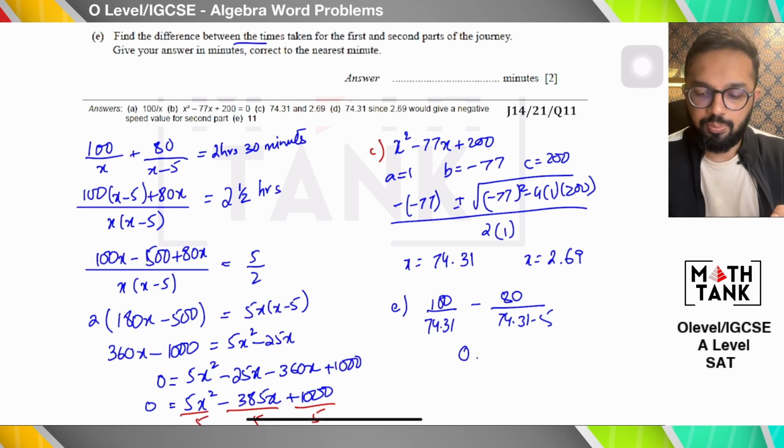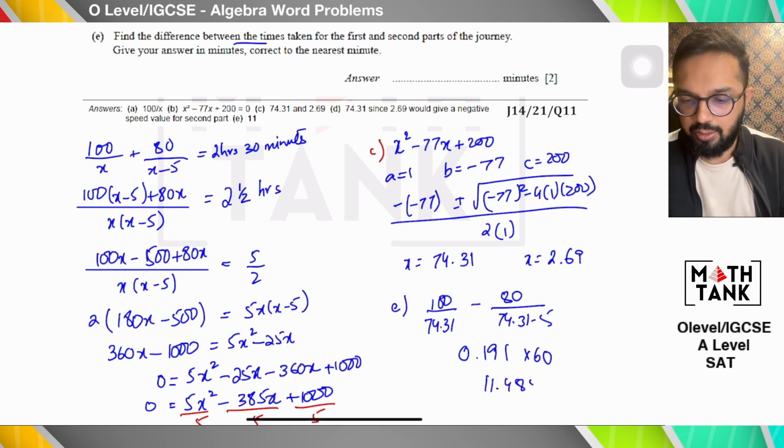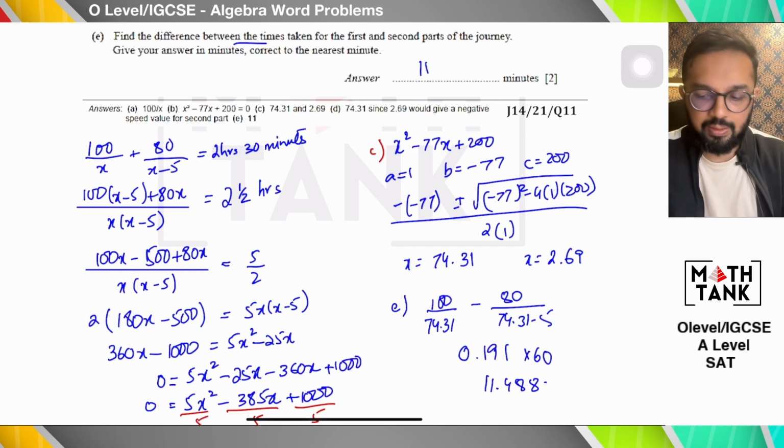That gives me 0.191. Giving an answer in minutes, multiply by 60. 11.488. I'm going to say 11 minutes. The nearest minute is 11 minutes. Okay.